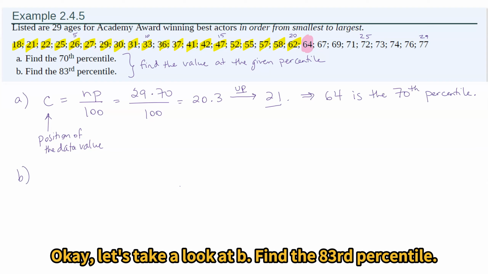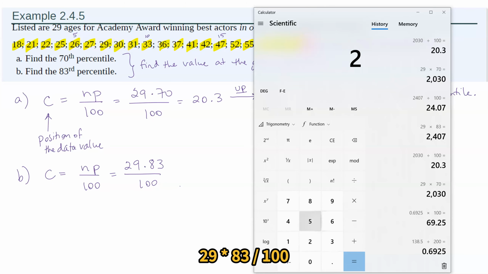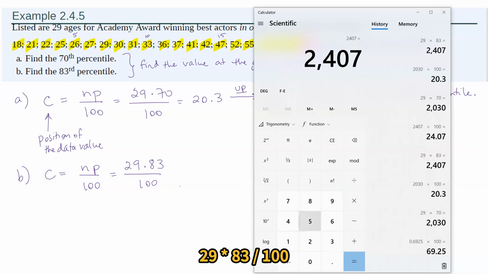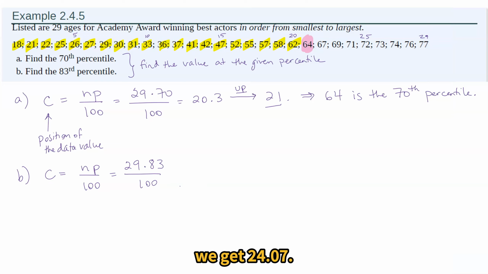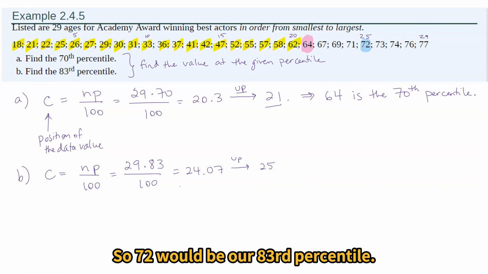Okay, let's take a look at B. Find the 83rd percentile. 29 times 83 divided by 100. We get 24.07. And we would round this up to 25, so 72 would be our 83rd percentile.